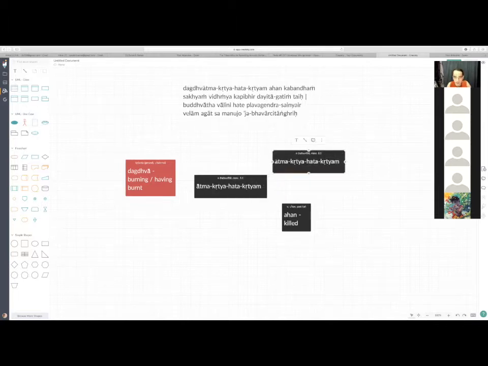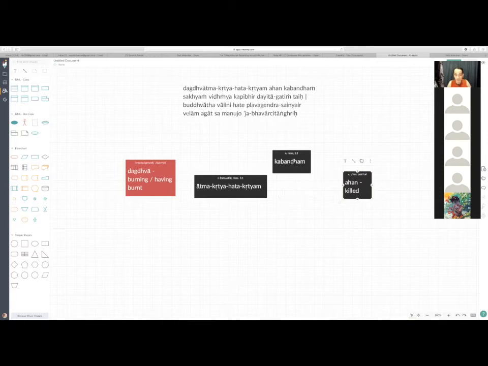Next, Kabandham. Okay, that's a noun. Masculine, 2.1. We know that there was a cursed demigod in the form of a man-eating mountain tree. And he had very large vine hands, which he was using to pull anybody passing nearby into his mouth. So Ahan Kabandham, also killed the Kabandha, yeah.